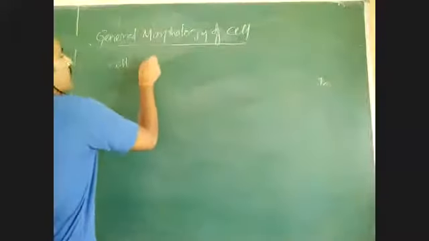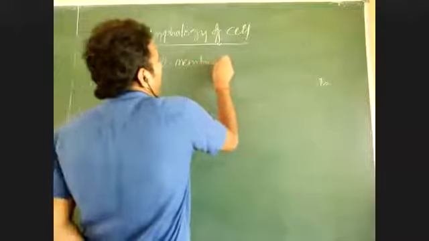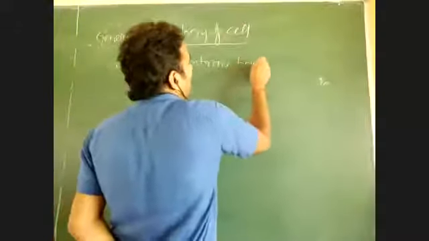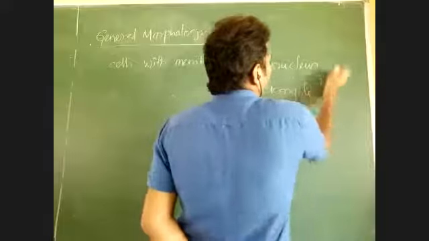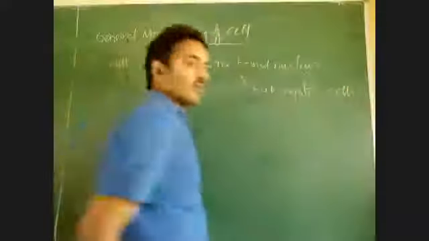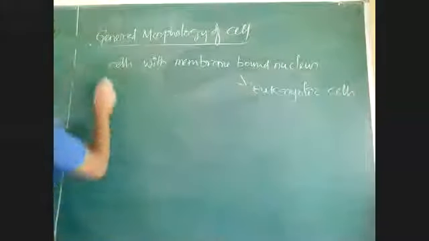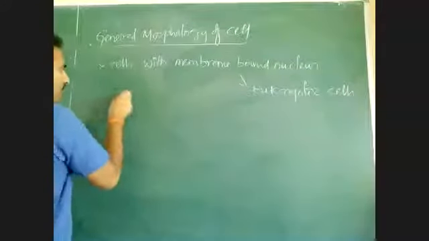Cells with a membrane bound nucleus are called eukaryotic cells. If a cell has a membrane bound nucleus, I will explain the topic point by point.